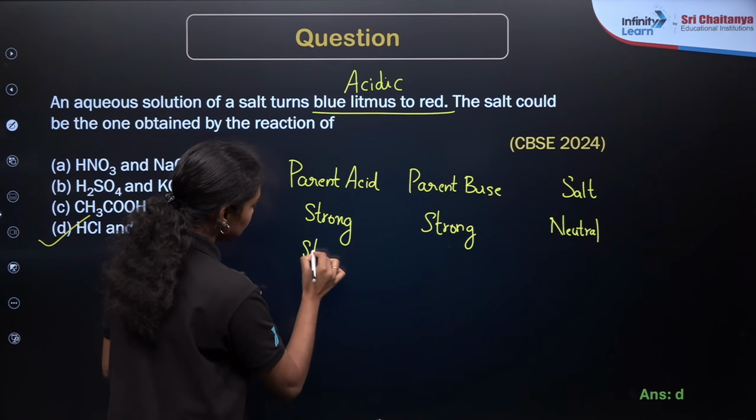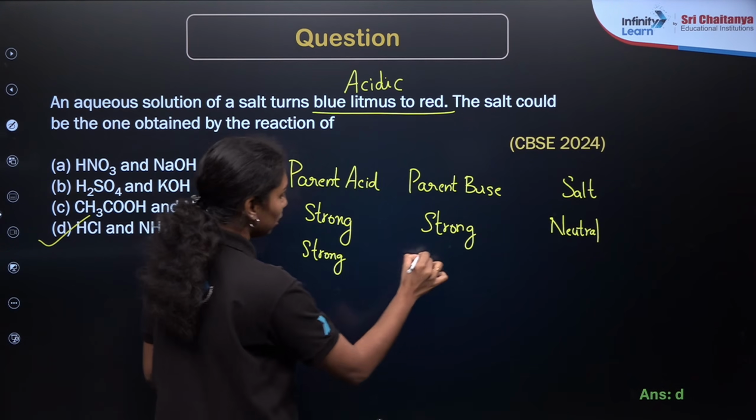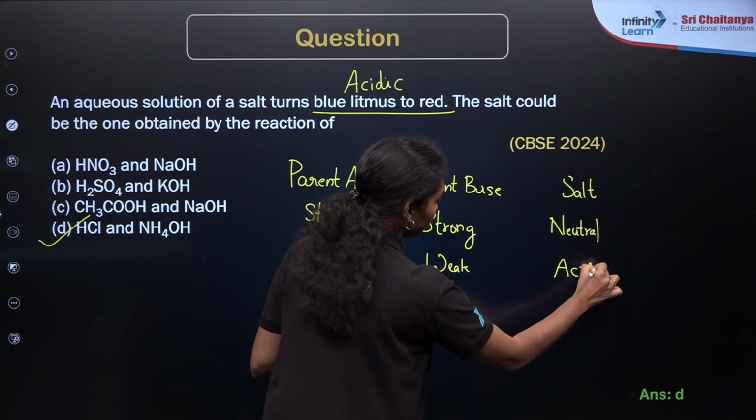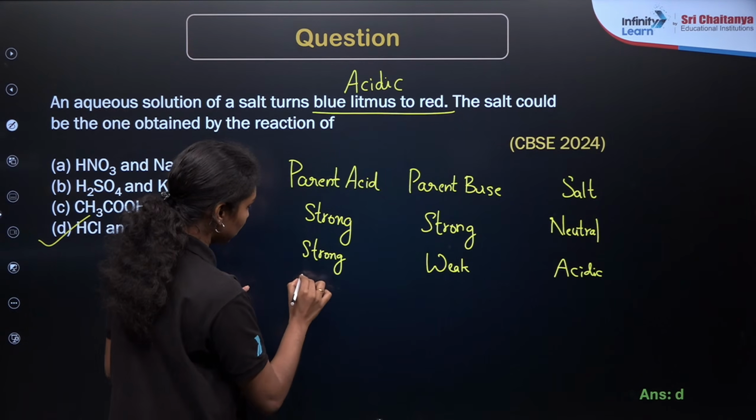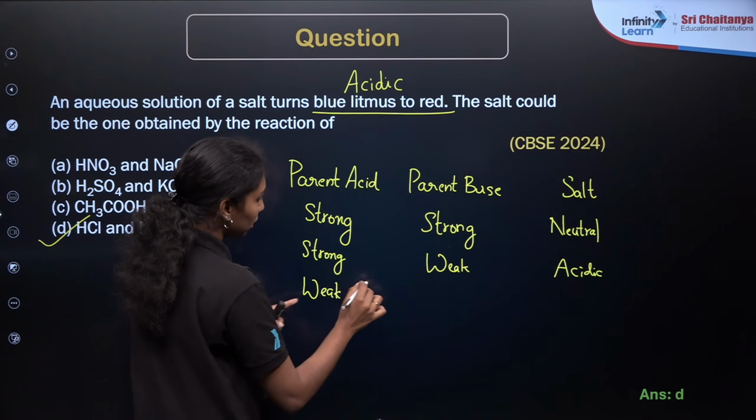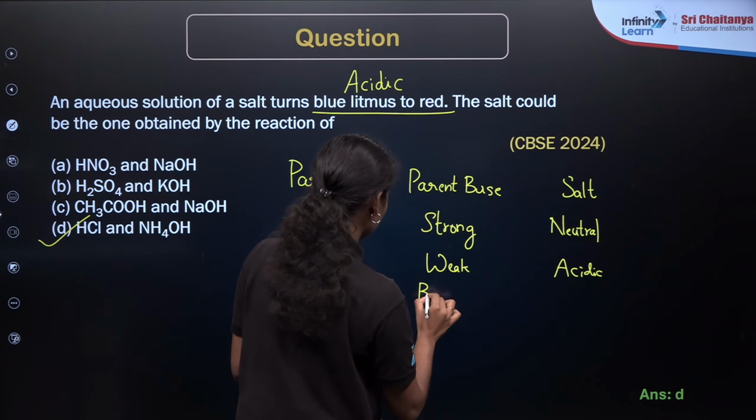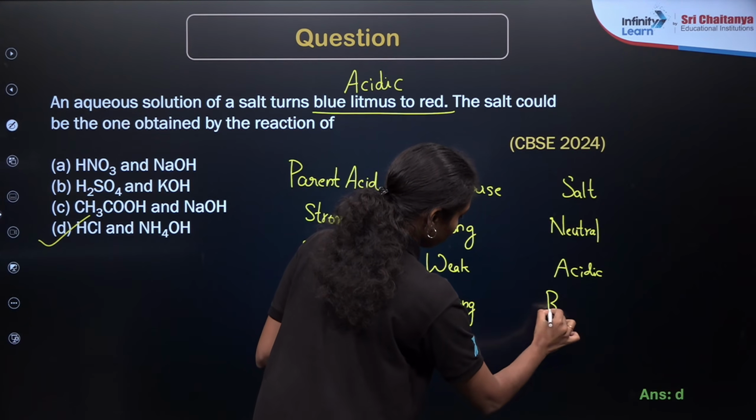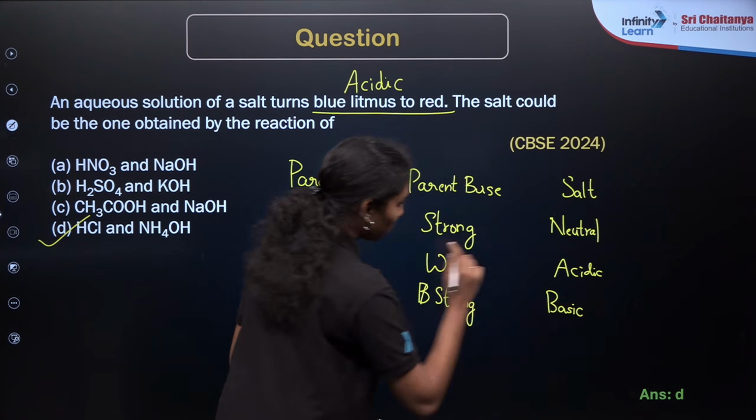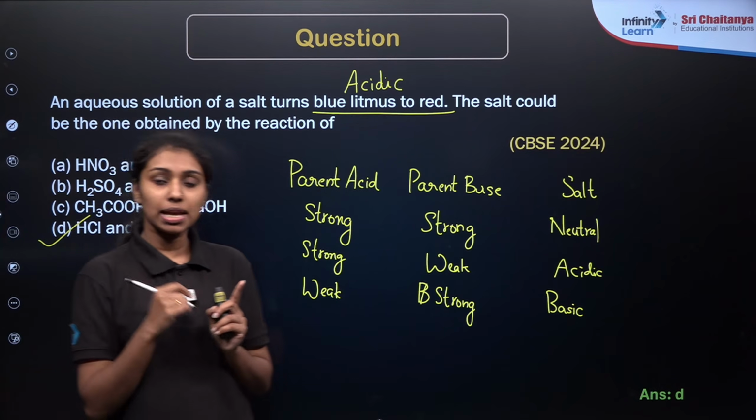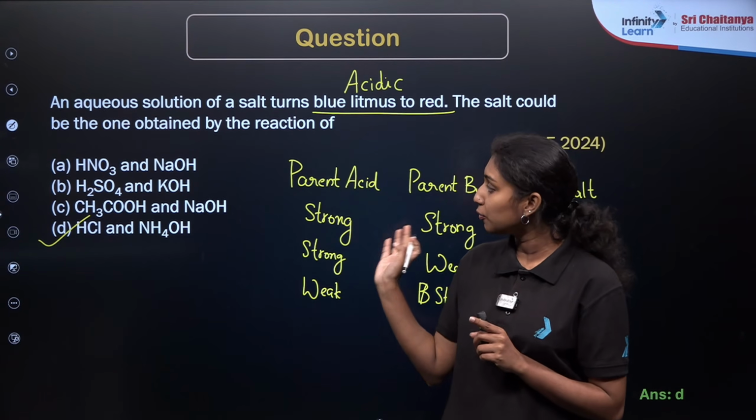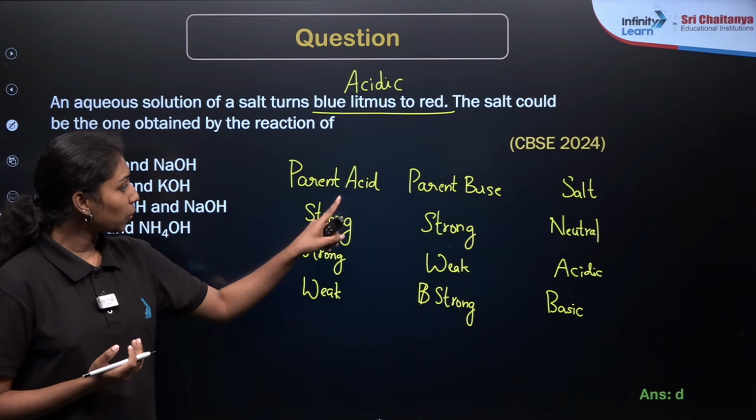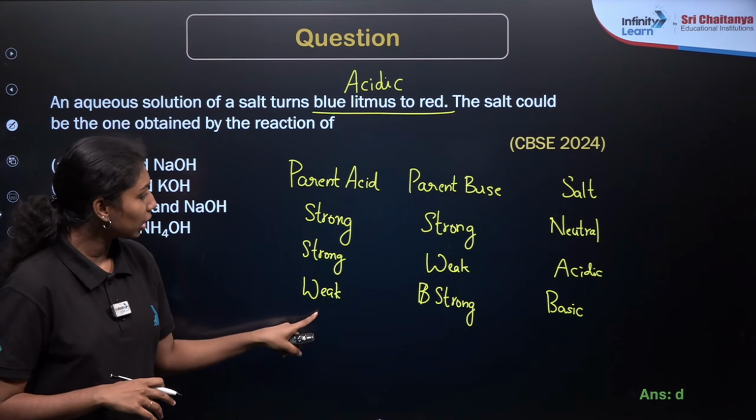Then if the acid is strong and the base is weak, the corresponding salt will be acidic. Next, if the acid is weak and the base is strong, the corresponding salt will be basic. One more thing: whenever both acid and base are weak, they will have different pKa values. We will discuss that later in higher classes. From an examination point of view, you need to focus on these three types only.